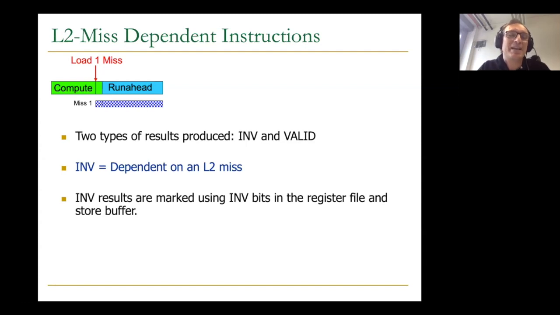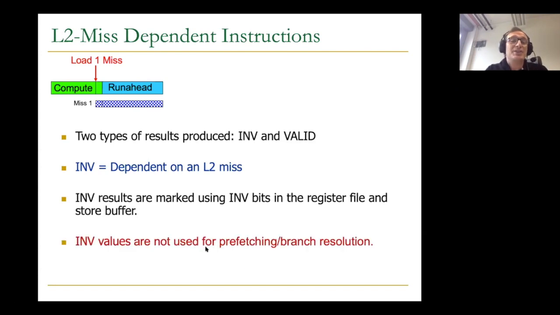Of course, updating them enables you to do better predictions for the load addresses that are coming later on, right? Invalid values are not used for prefetching and branch resolution for the reasons that we don't trust them, basically. Because if it's an invalid value, the value is not to be trusted. The value is not really correct. It may be correct, actually, but you don't know it. And as a result, we basically say we're not going to use them for prefetching and branch resolution, because that may actually put us on the wrong path, or that may actually lead to inaccurate prefetches.